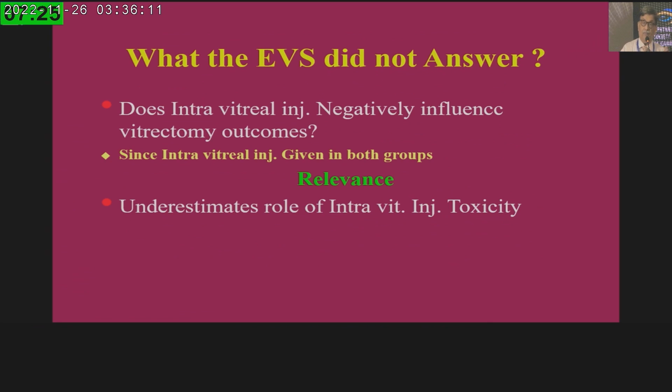But what did the EVS not really answer? The fact is, they gave intravitreal antibiotics to both the groups. The TAP group was the one which got antibiotic. The other group got the intravitreal antibiotic along with the vitrectomy. So that presupposes that intravitreal antibiotics are completely safe. But don't they have a toxicity? Isn't it possible that there is a toxicity of the intravitreal antibiotics? And that was something that nobody bothered to check out.